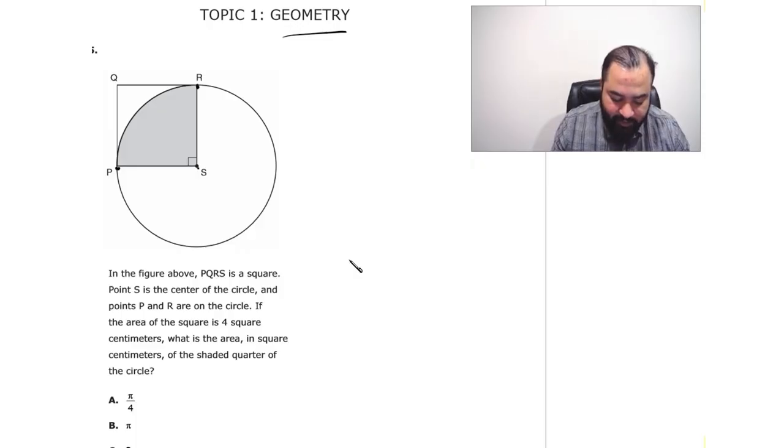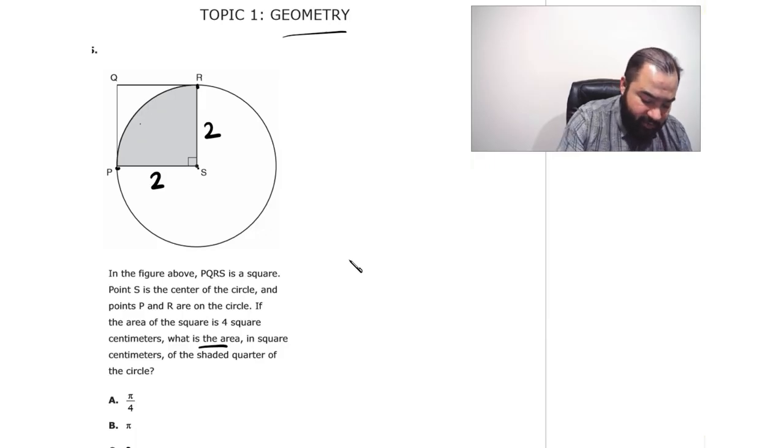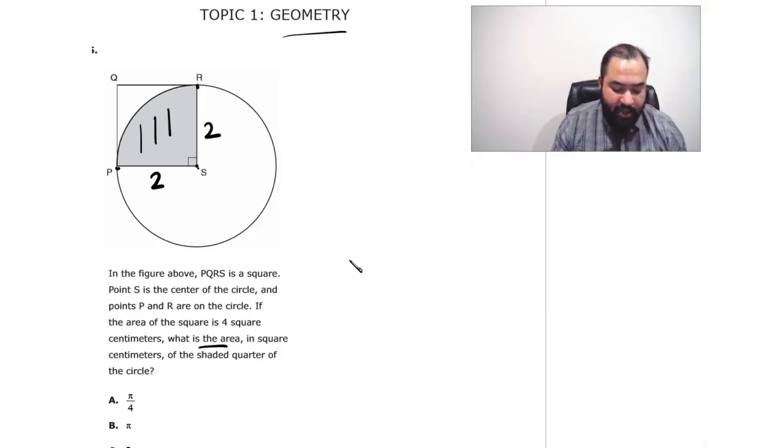If the area of this square is 4, we know that it's a 2 by 2 square. That much you can tell, because length times width is the area of the square. And then it asks, what is the area, in square centimeters, of the shaded quarter of the circle? So we want to know the area of the shaded region.